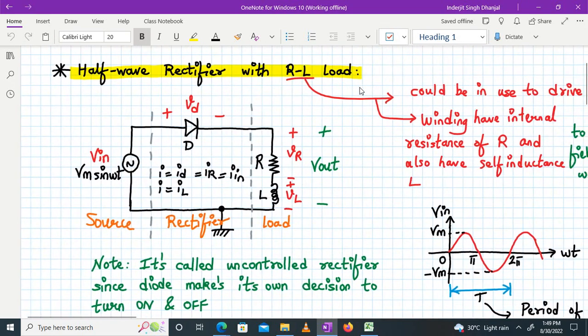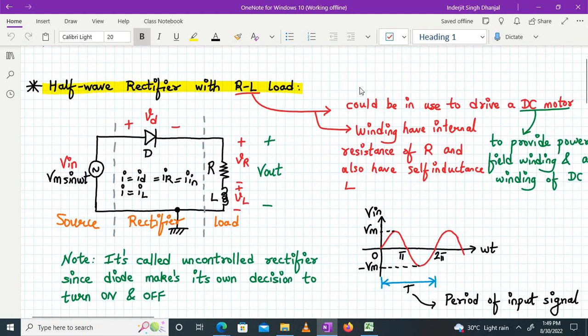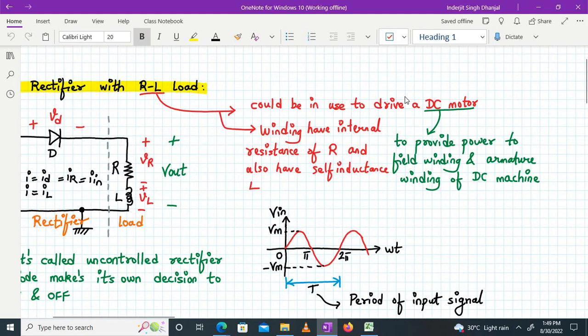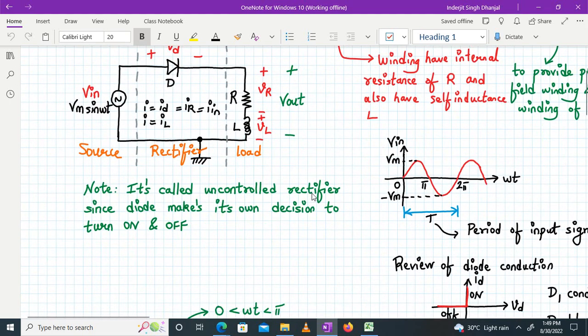Now, where could we use an RL load? Why is RL load very, very important? It could be used to drive a DC motor. When we say a DC motor, a DC motor will have an internal resistance and a winding. That winding will be your L. A DC motor will be required to provide power to the field winding and the armature winding of a DC machine. So RL load is associated with a DC motor, right? It's called an uncontrolled rectifier because the diode cannot make its own decision to turn on and off. Okay, so far so clear?